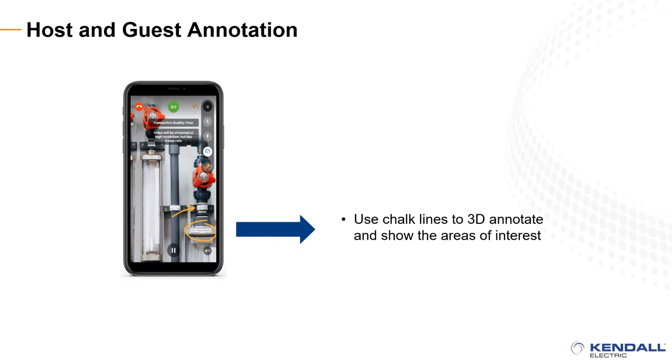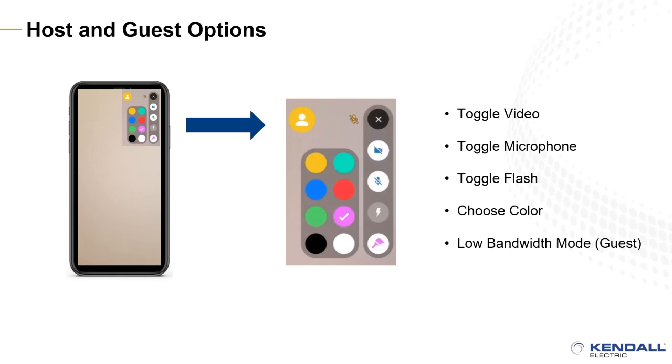Hosts and guests can both make annotations on your screen. Chalk marks annotations to show areas of interest or information that needs to be relayed to each other. These are the host and guest options.